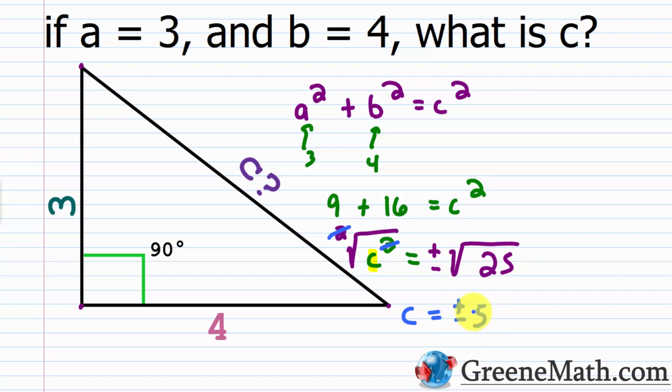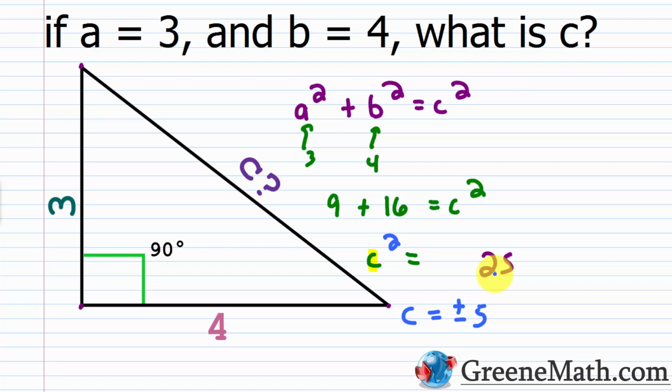Now, does that make sense? Well, remember, if I erase all this and bring this back to c squared equals 25, c could be 5, right? 5 squared is 25. And c could also be -5, right? -5 squared is 25. So that's why you have that little plus or minus there. And we'll get to that later on in the course as to why that's important. But for now, we just take it as a given.